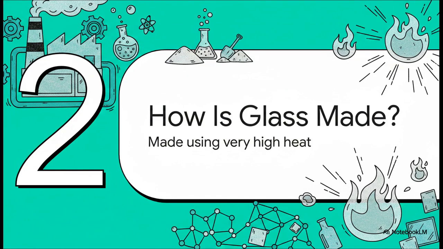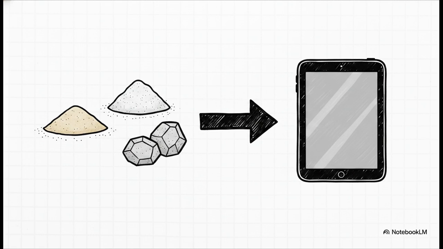Okay, moving on to Section 2. How is glass made? It's made using very high heat. Now you might be wondering, how do we actually make this amazing material? Does it just grow on trees? Well, not quite. It might actually shock you to learn that the sleek, super smooth glass on your tablet screen starts off as something you'd find at the beach. That's right. The main raw materials are just ordinary sand, a white powder called soda ash, and a type of rock called limestone. It literally seems like magic that these rough, dusty ingredients can turn into something so perfectly clear.